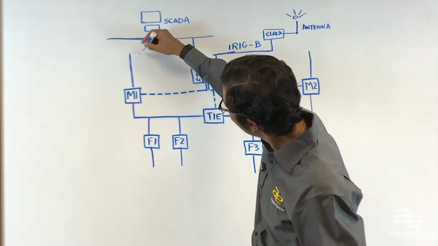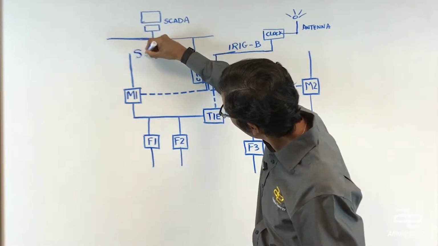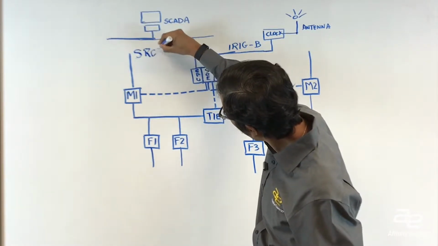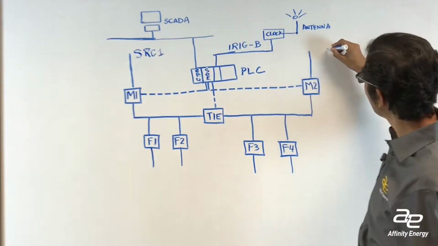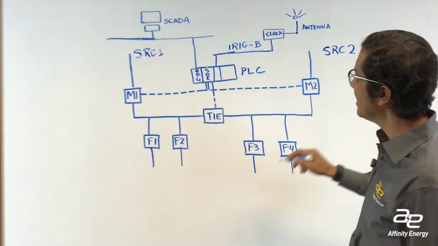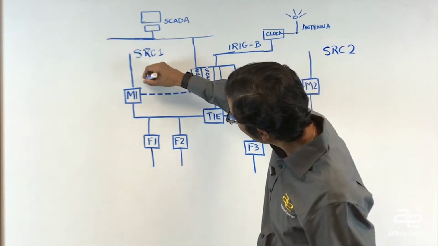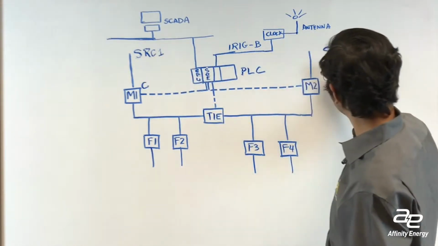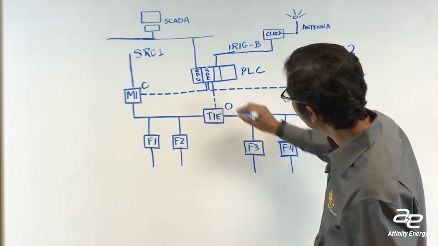1 here, and we have source 2 here. And in normal operations, this particular breaker might be closed, this would be closed, and this would be open.